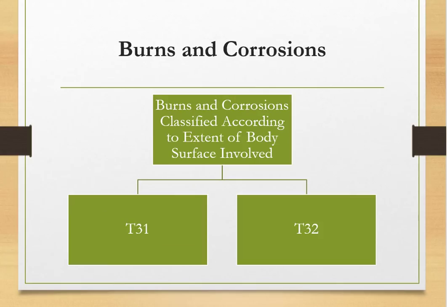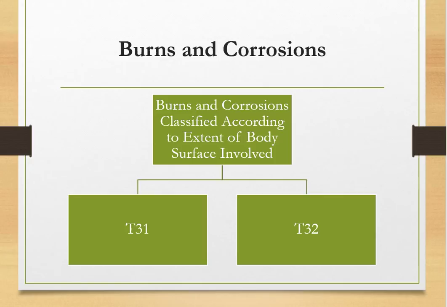Still talking about burns and corrosions. Here we're going to look at burns and corrosions classified to the extent of the body surface that is involved. We have codes T31, burns classified according to the extent of the body surface involved, and corrosion T32, classified to the extent of the body surface involved when the site of the burn is not specified or when there is a need for additional data.